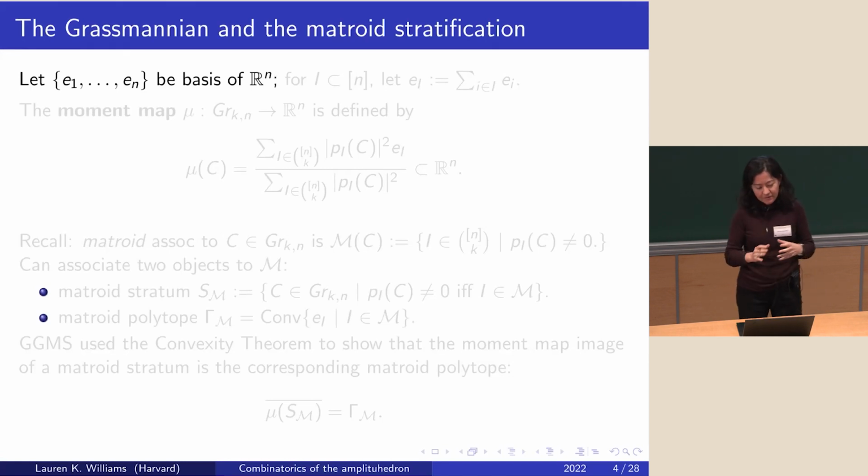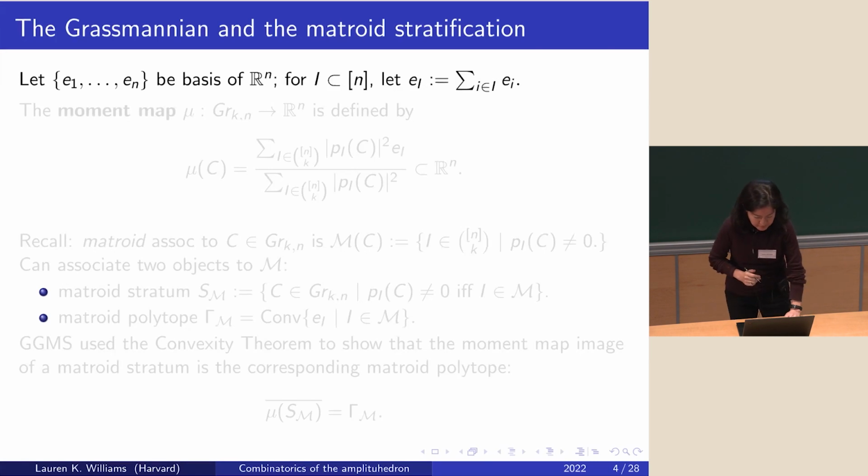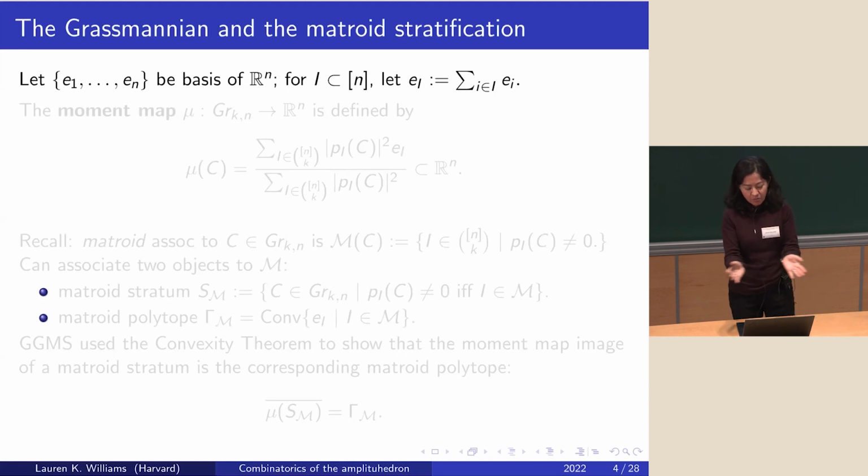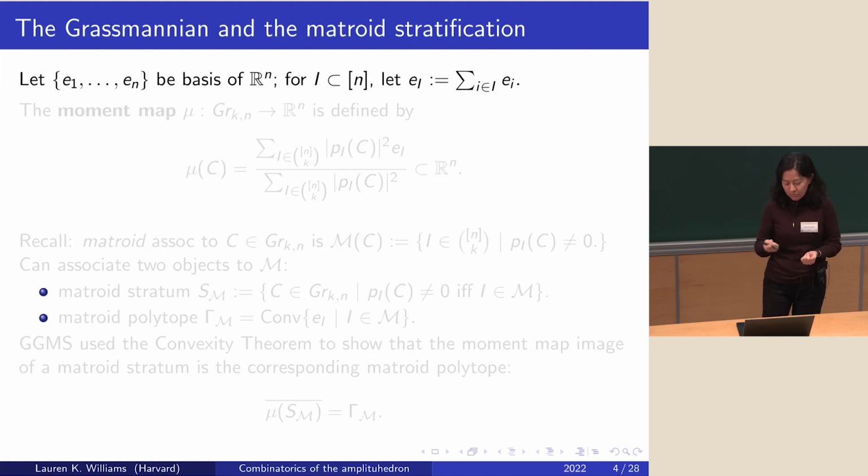Okay, so now I'll let e_1 through e_n be the standard basis of R^n. And so e_i you can think of as a 0,1 vector with a 1 in the ith position. And then if I is a subset of the numbers 1 through n, e_I will be the sum of the little e_i's. So it's the 0,1 vector with 1 precisely in positions given by capital I.